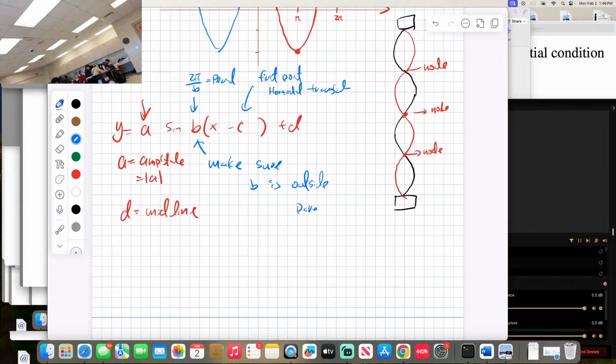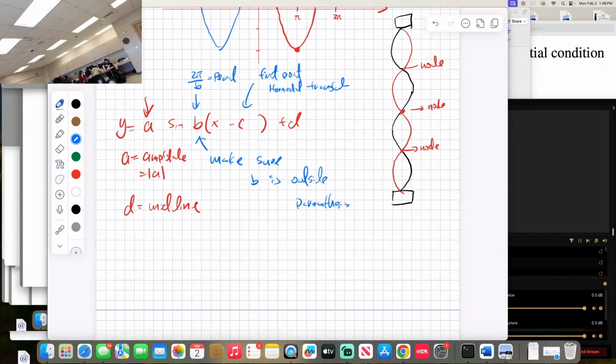Parenthesis. So B has to be outside. You have to make sure. If B is not outside, then you screw pretty much the whole graph. You might get the first point correct, but everything else is gonna go bad. So B has to be outside. So I'm gonna show you a question.